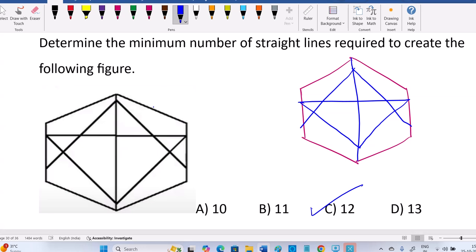Don't say this is one line, this is one line, this is a separate line. No. Same slope, one line only. Same slope should be considered as one line. Don't separate it. Same slope should come under one line.